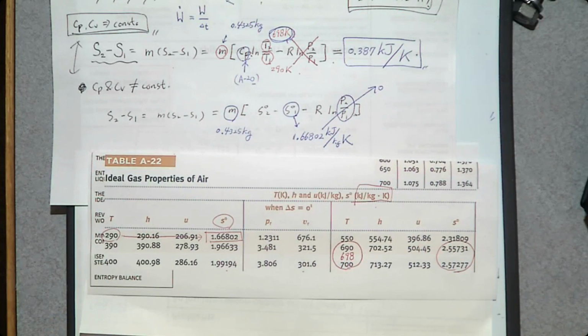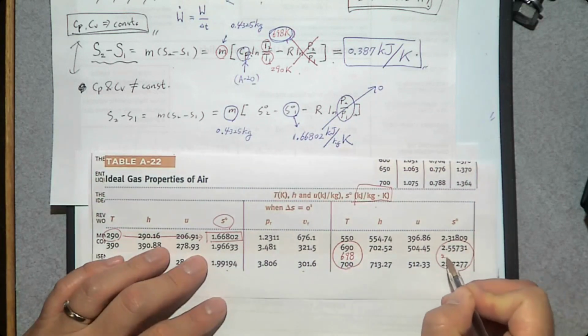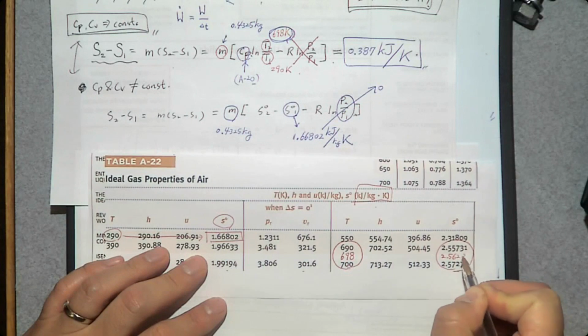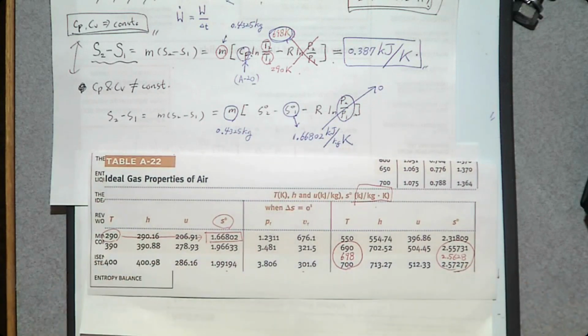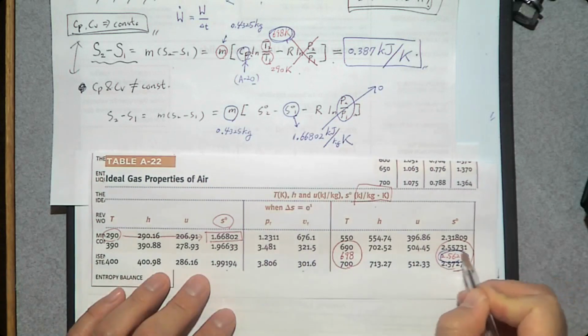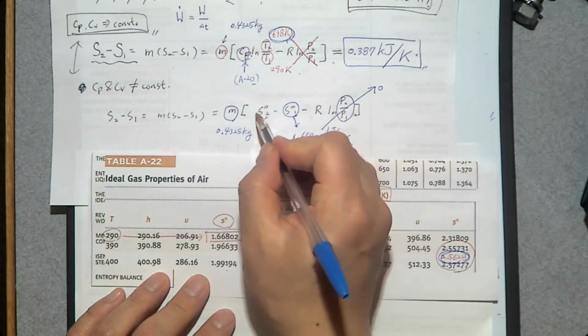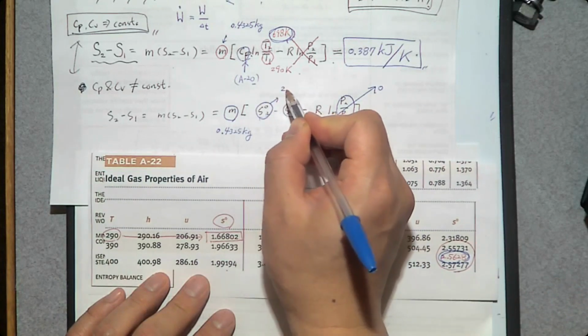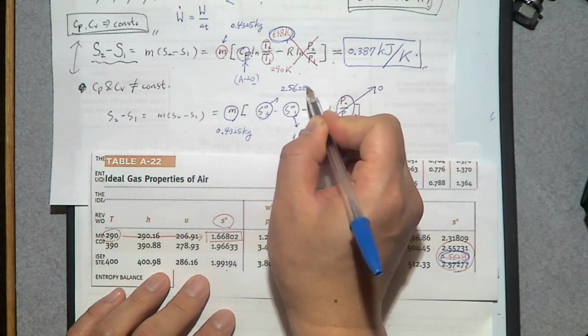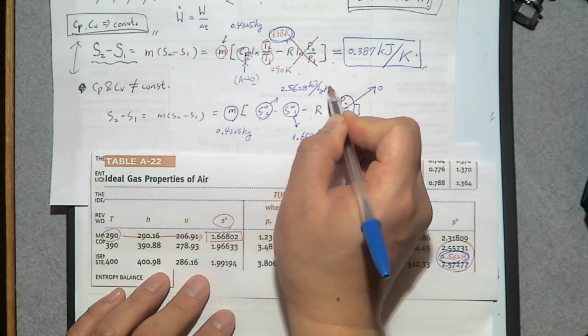If you do, s degree 2 is going to be 2.5628. Then this value goes in here. s degree 2 is 2.5628 kilojoule per kilogram Kelvin.